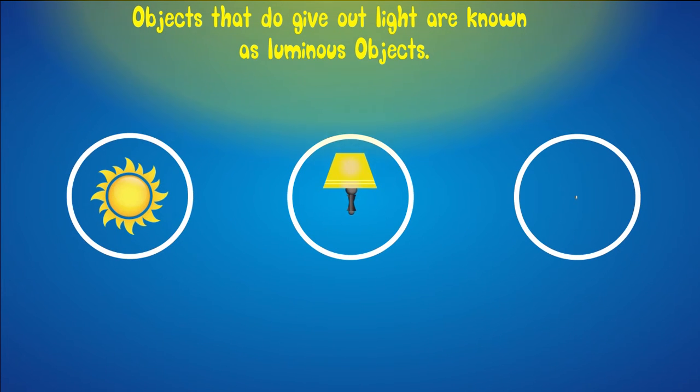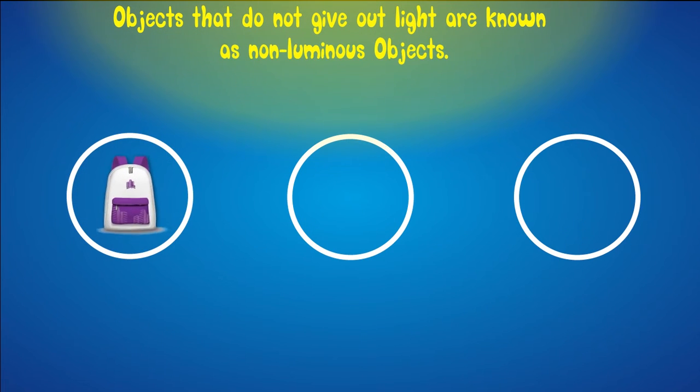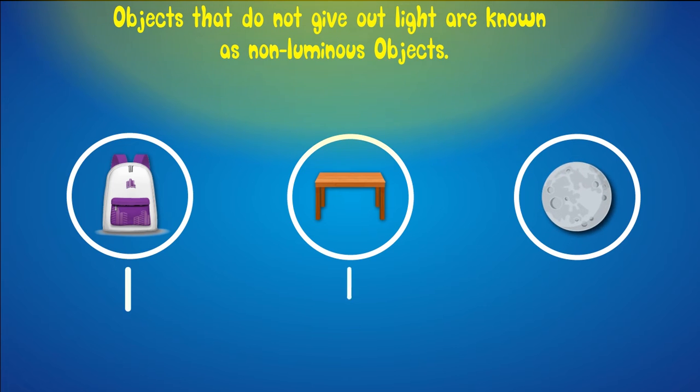objects that give out light are known as luminous objects. Other objects that do not give out light are known as non-luminous objects. For example, bag, table, moon.